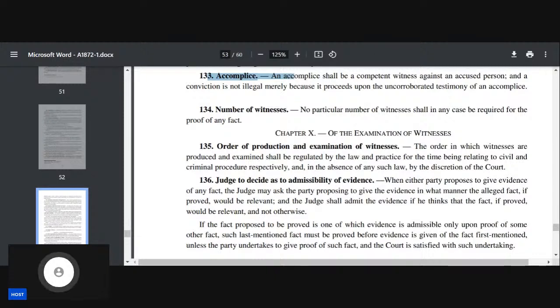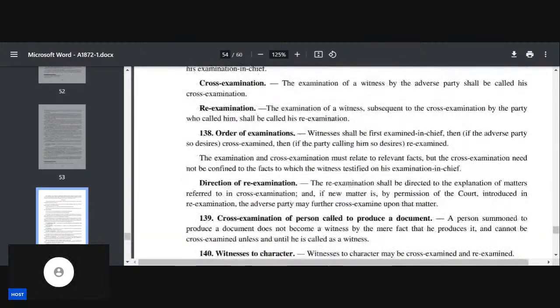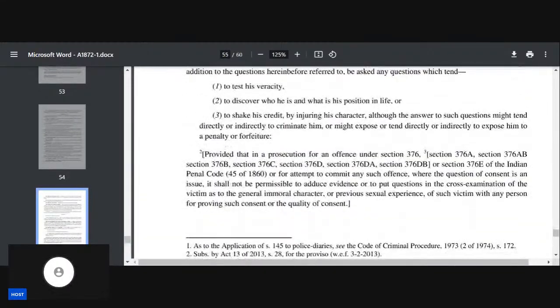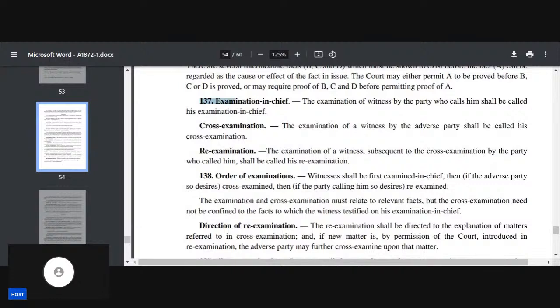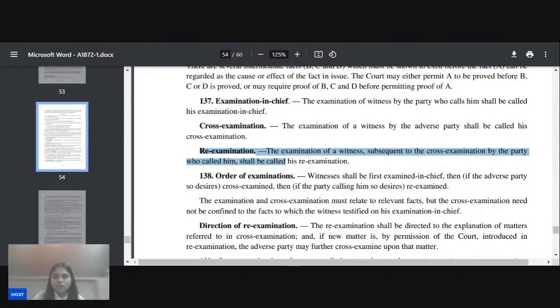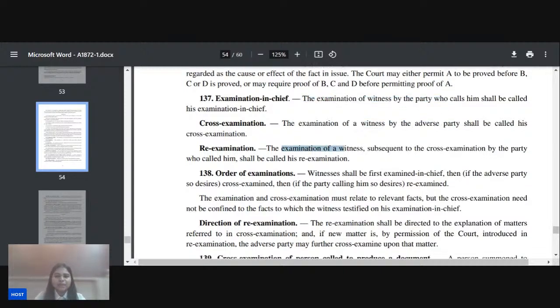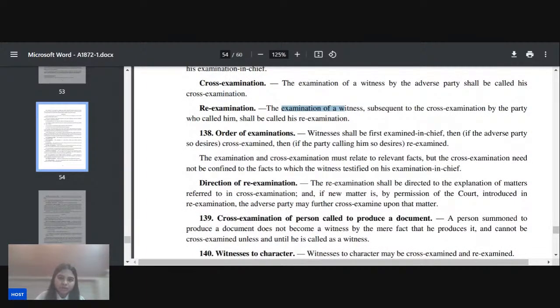Right? Now, of examination of witnesses, if you see, this chapter 10 is on examination of witnesses, but here 137 is important. 137 talks about the examinations. Okay, what is examination in chief, what is cross examination, what is re-examination? Who can tell me what is examination in chief and cross examination and re-examination? See, if you are the person calling your own witness, and you are examining your own witness, that is examination in chief. So it is by the party who calls him. Cross examination is the examination of a witness by the opposite party, and re-examination is the examination of the witness after cross examination by the party who called him.